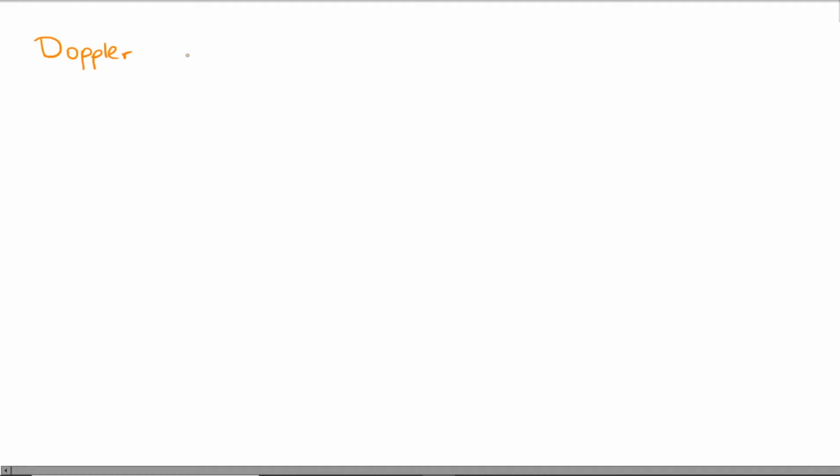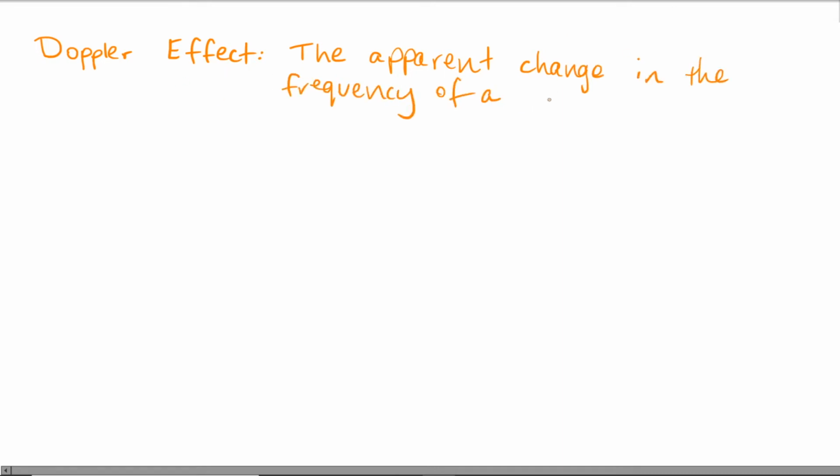We're going to veer away from talking about light just for a little bit and talk about something called the Doppler effect instead. And if you want the wordy definition, it's the apparent change in the frequency of a wave due to the relative motion of the observer and the source.